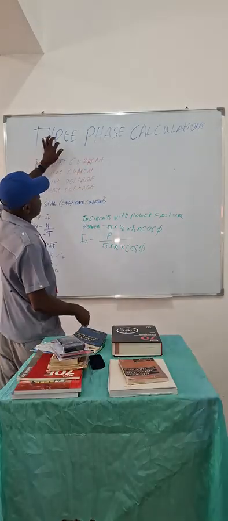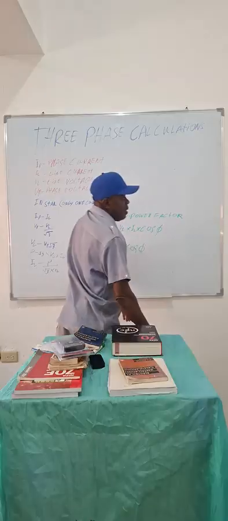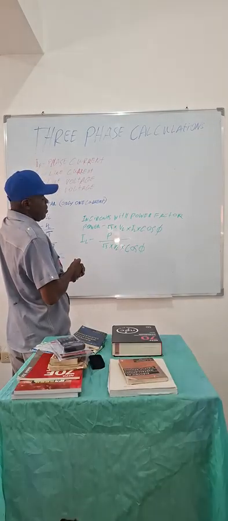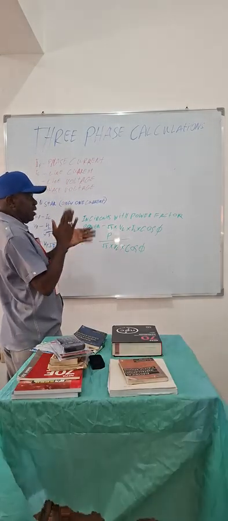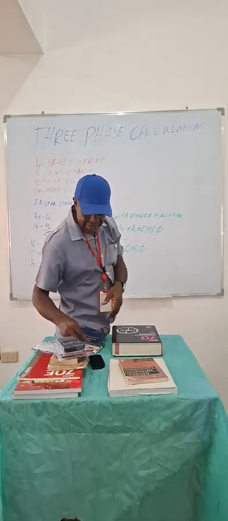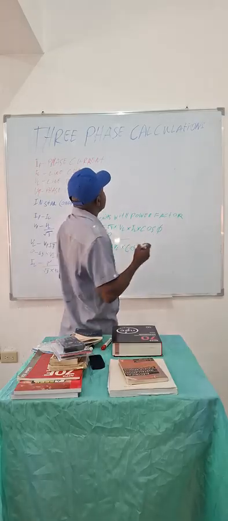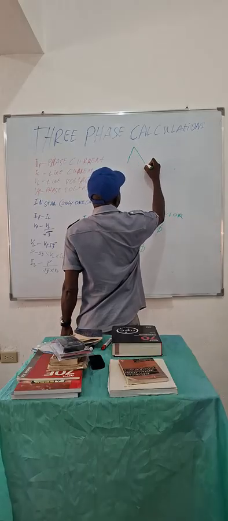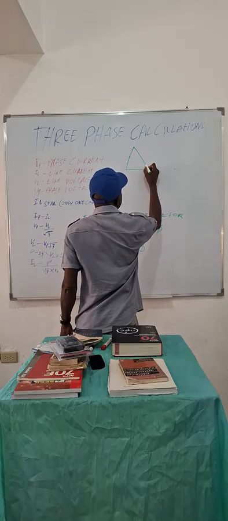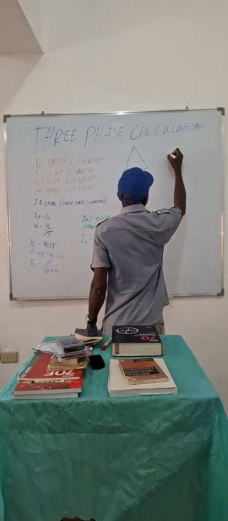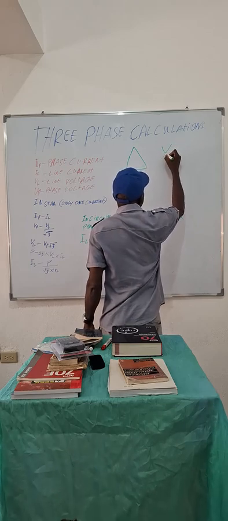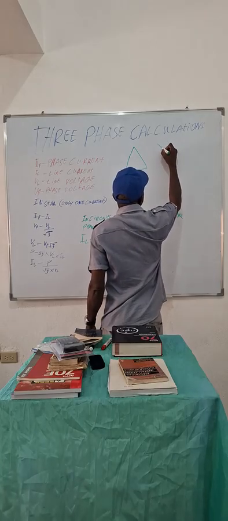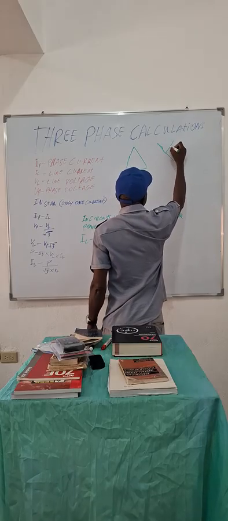As I said, we have 3-phase calculations. In our electrical industry, we deal with 3-phase, and it can be either delta or star. A delta would be like this, and this is our star system, or Y.